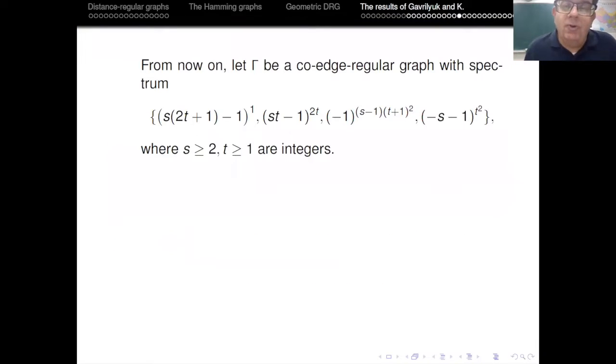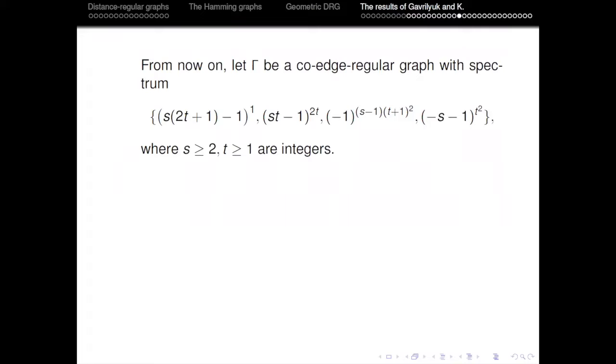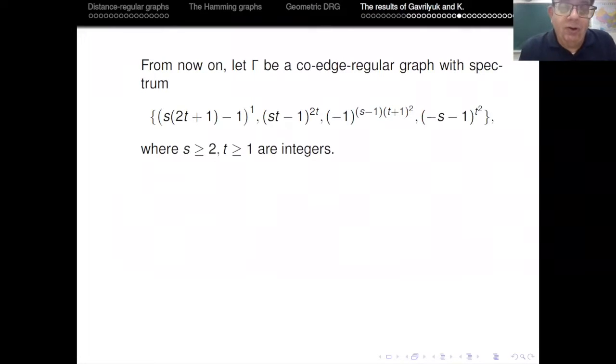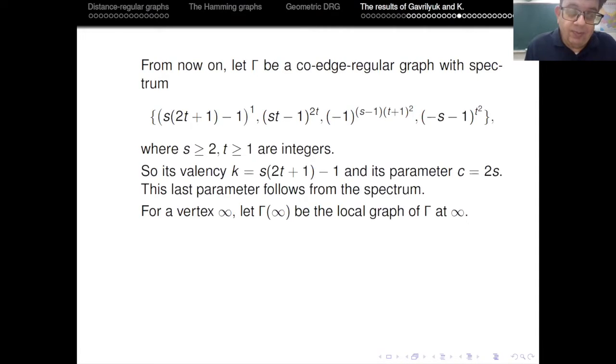So now let's get really started. From now on, we look at this kind of co-Terwilliger graph with this spectrum. This is the S-clique extension of the t+1 times t+1 grid that has this spectrum. And we want to show that it is really the S-clique extension of the t+1 times t+1 grid.